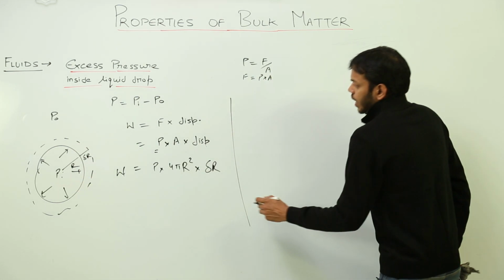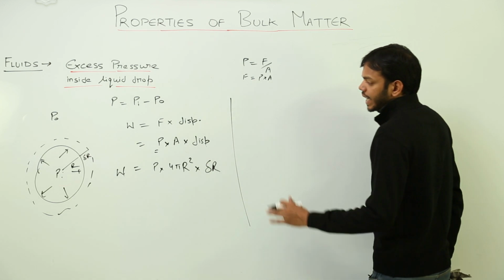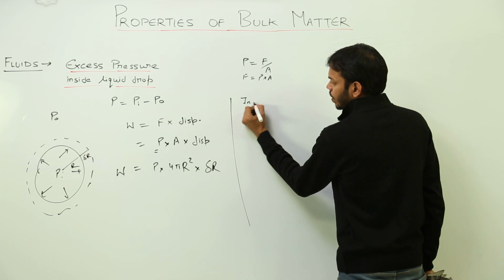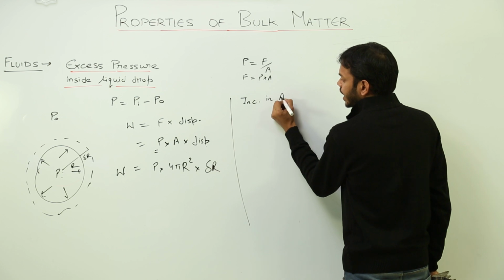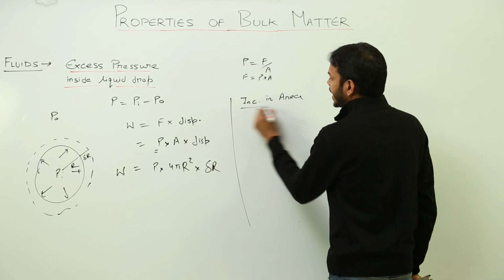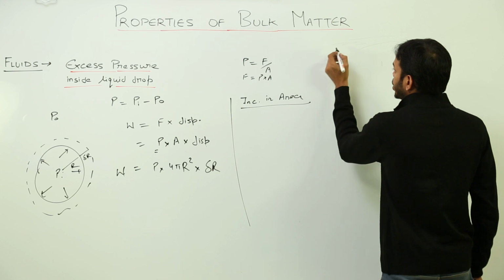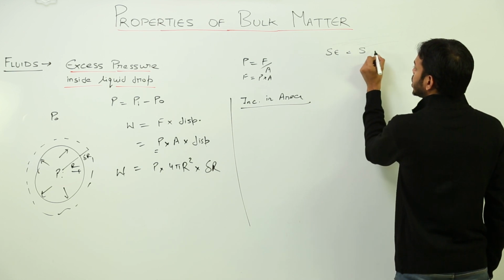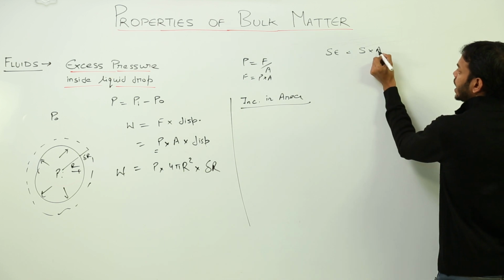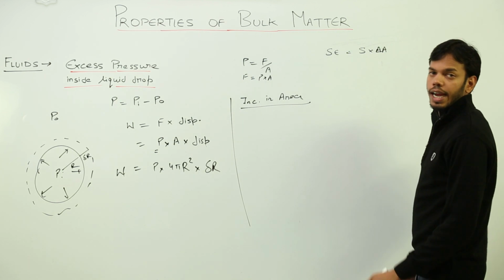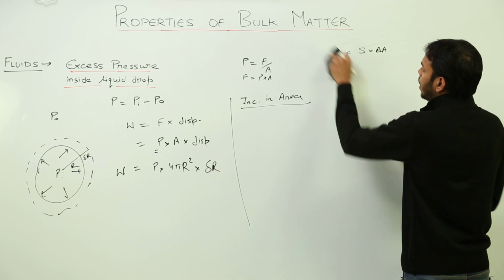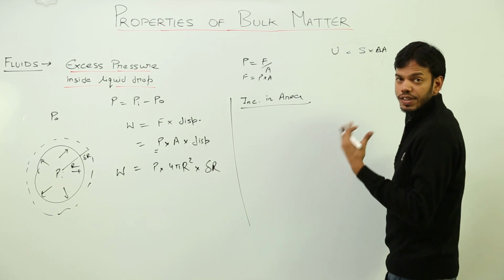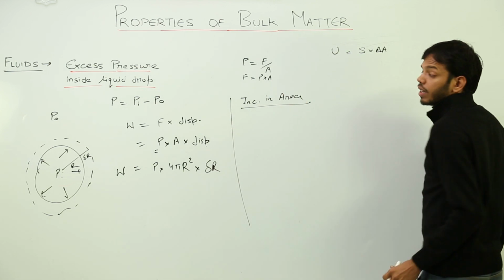Now let's find the increase in surface area. Why are we finding the increase in area? Because we have just found the relation of surface energy. What was surface energy? It was surface tension into delta A, or increase in area. And this surface energy is stored as potential energy in the film.